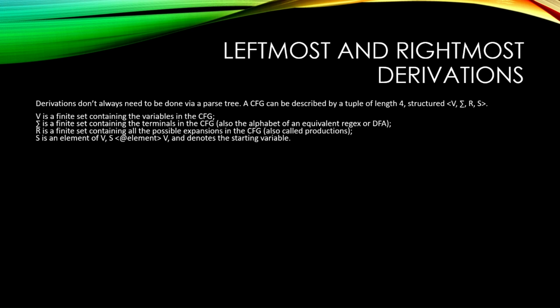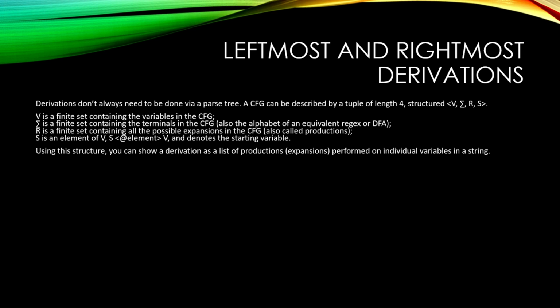The proper name for these is productions. So an expansion is a production. And finally, S is an element of V. Oh, I didn't put a symbol in. Sorry about that. And it denotes the starting variable.